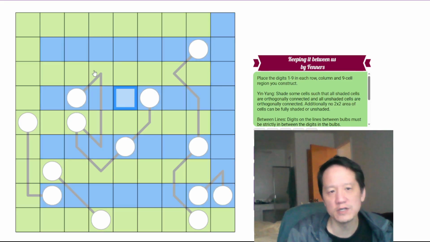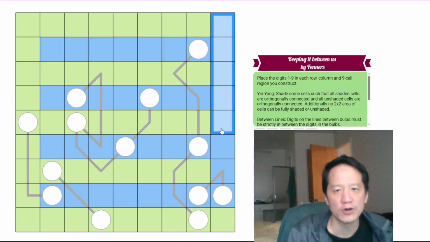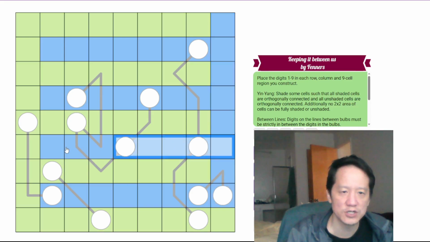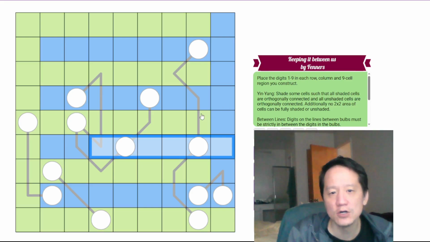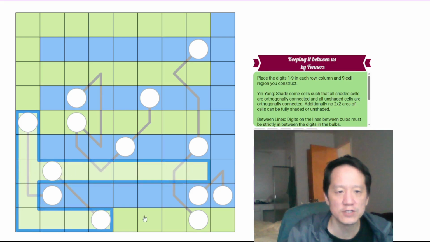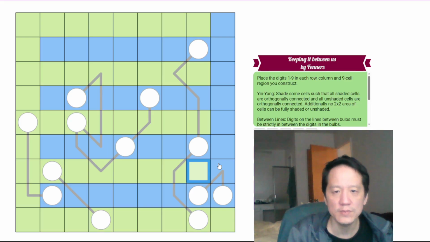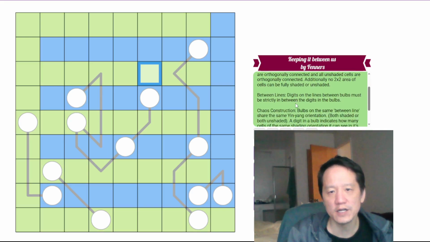And this works because all of the cells in the shaded part are orthogonally connected, which means each shares an edge that connects it to all the rest of the shaded cells, and all the unshaded cells are orthogonally connected, which means each shares an edge to all the other unshaded cells. And no 2x2 area in this grid can be fully shaded or unshaded. If you check, you'll see that that's the case, right? And that's yin-yang shading.